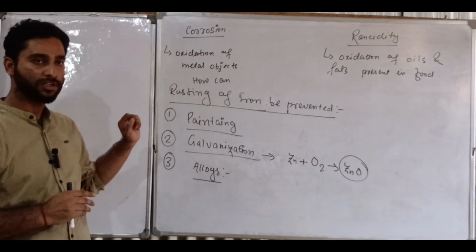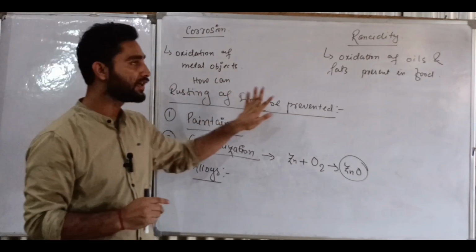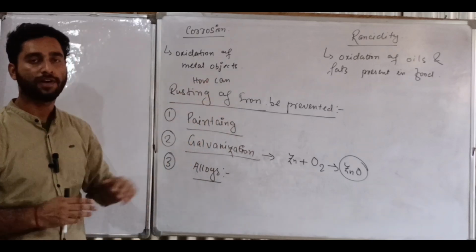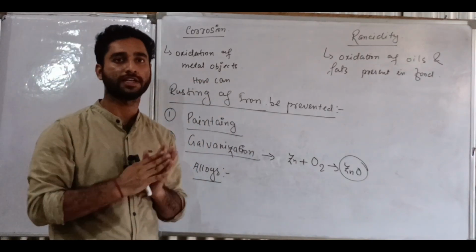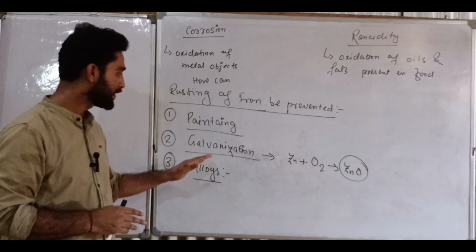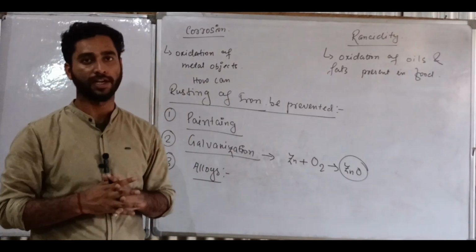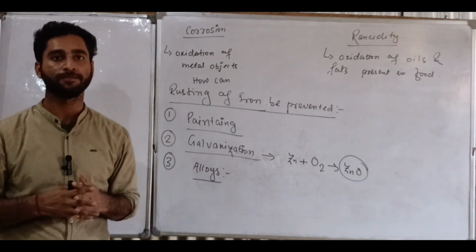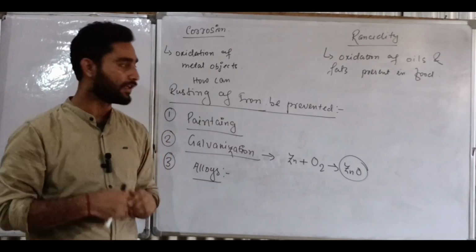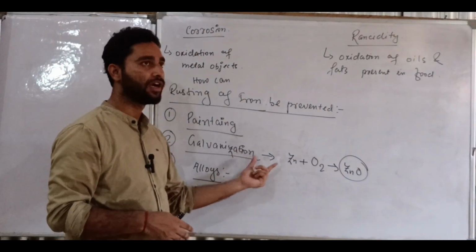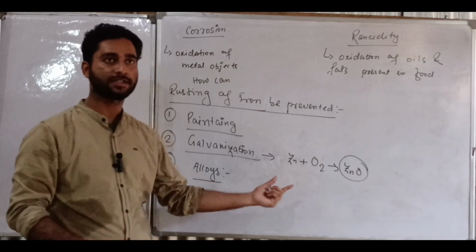The best example of corrosion is the rusting of iron. How can rusting of iron be prevented? First, we can apply paint on the surface of the iron objects. Second, by the process of galvanization. So what is galvanization? The process of coating the iron objects with zinc metal is called galvanization. How does galvanization protect the iron objects?